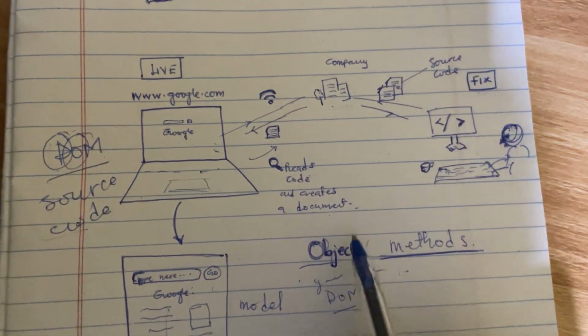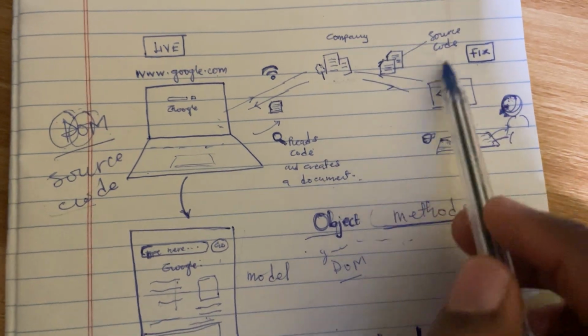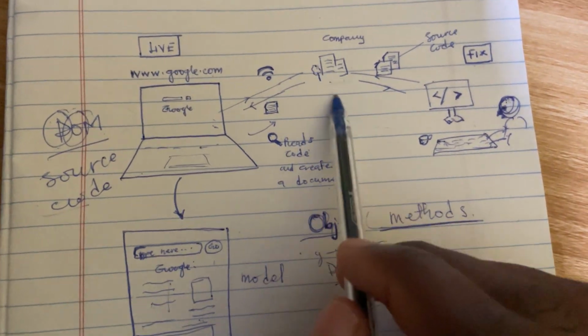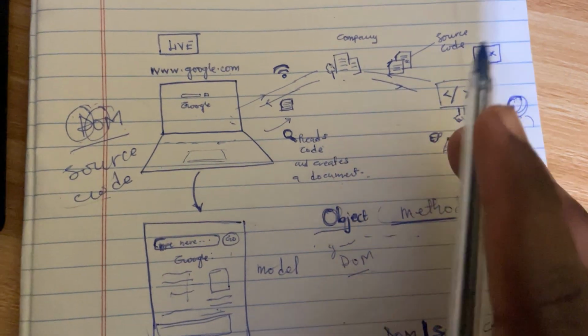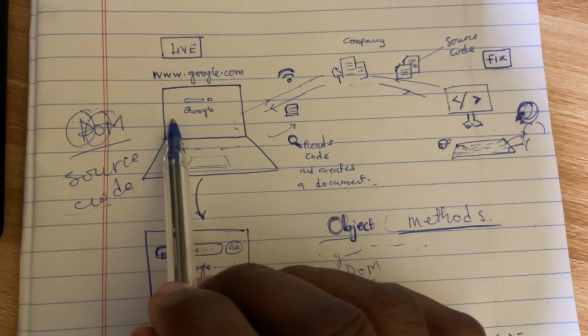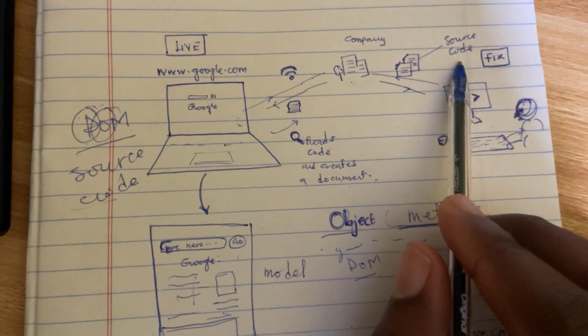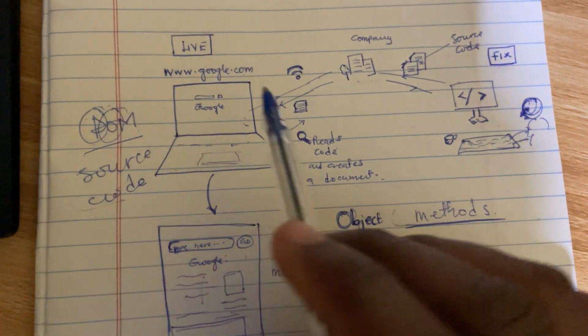Okay. Now, let's come back to the paper. Once that source code is created, it is stored somewhere on a server. Now, let's come back to this side also. We've covered what is a source code. Now, let's come back to the DOM side.